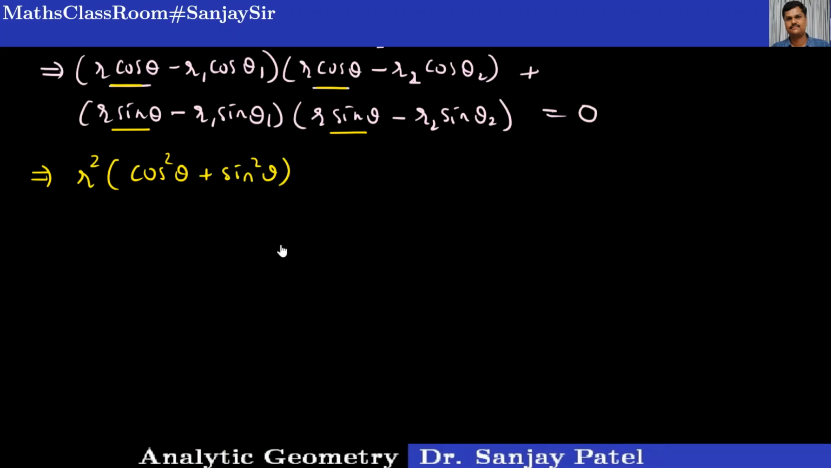Now let us collect the terms containing r into r1. Let us think like this. So r into r1 cos theta 1, that we multiply with r cos theta. So you'll get r into r1 into cos theta into cos theta 1. Okay, let me write it this way.